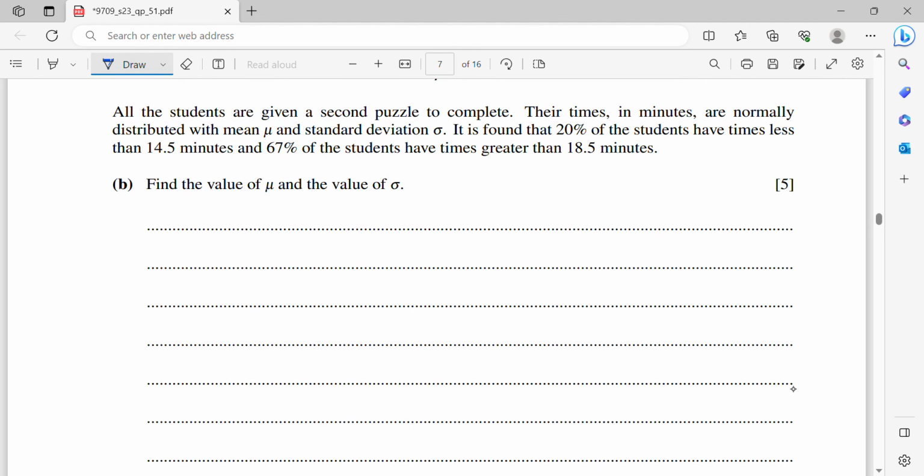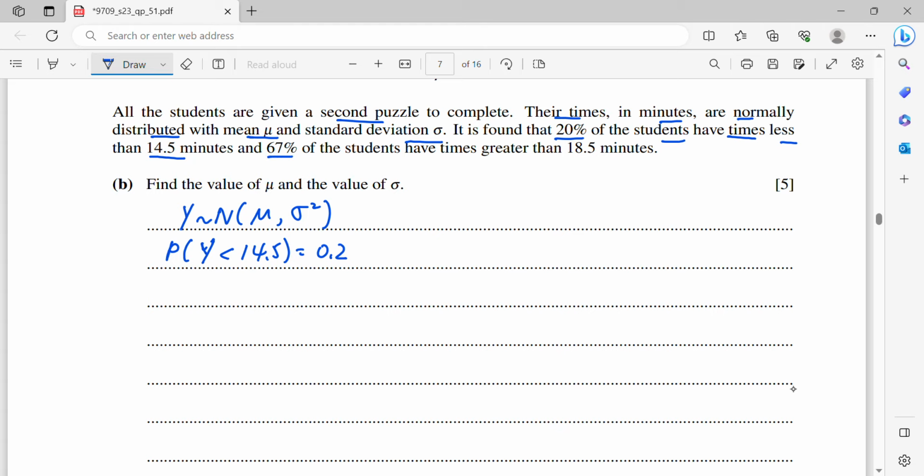Now, all the students are given a second puzzle to complete. Their times in minutes are normally distributed with mean mu and standard deviation sigma. So now I will write, I don't use X anymore because X is for the first puzzle. Now I use Y. It is N(mu, sigma squared). It is found that 20% of the students have times less than 14.5 minutes. So P(Y less than 14.5) is 20%. So 20% converted to decimal will be 0.2.